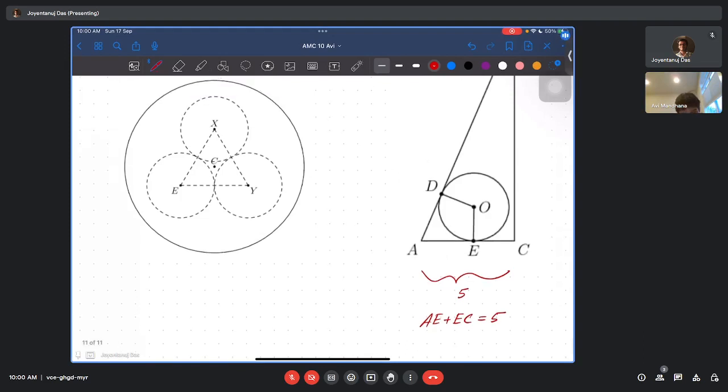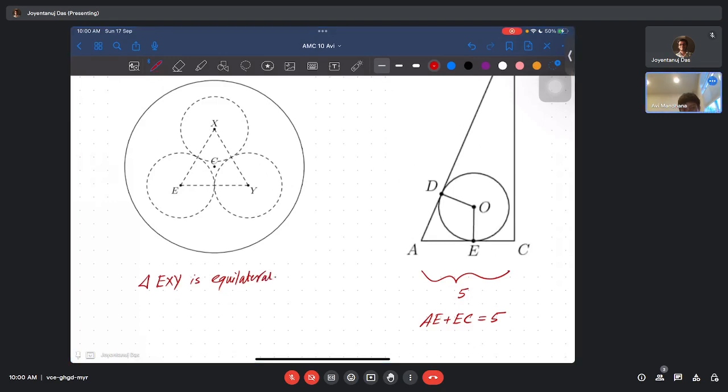So this triangle EXY, that is an equilateral triangle, right? Okay. So C is the center of the circle, and C is also the centroid of the equilateral triangle, right? So this length also you've noticed, that is 2R, 2R, and 2R. So then, can you tell me what is the length of this EC? If C is the centroid, what will be the length of EC?